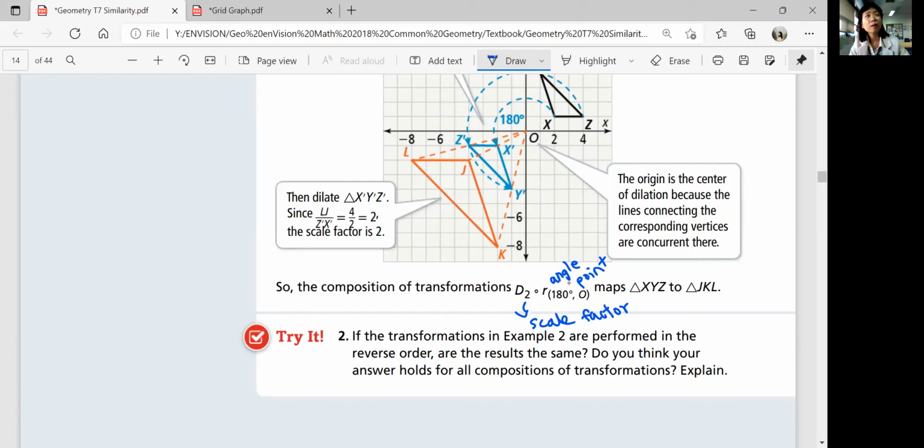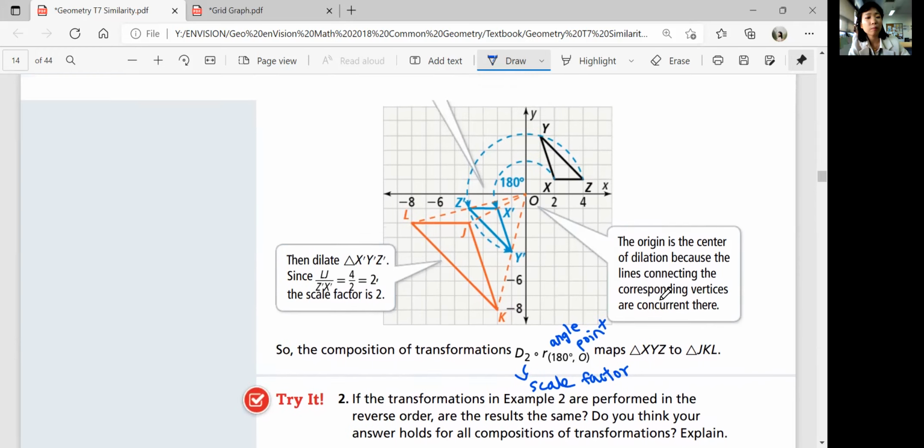Okay. Try number 2. If the transformations in example 2 are performed in the reverse order, if you do dilation first and then rotation, are the results the same? Do you think your answer holds for all compositions of transformations? Explain. Are the results the same?